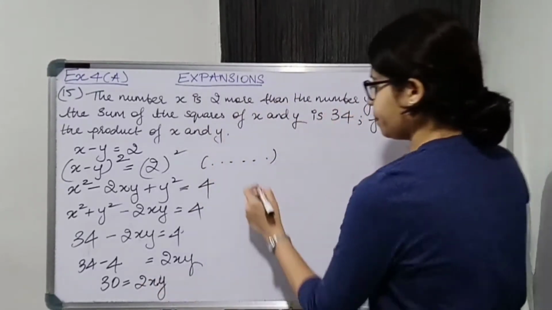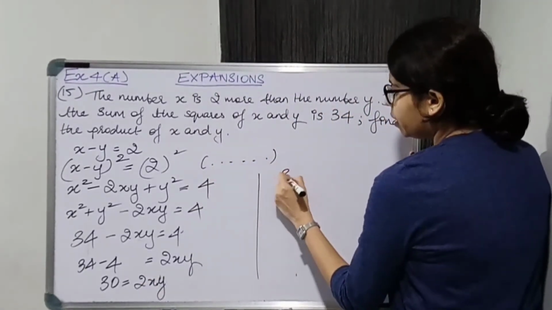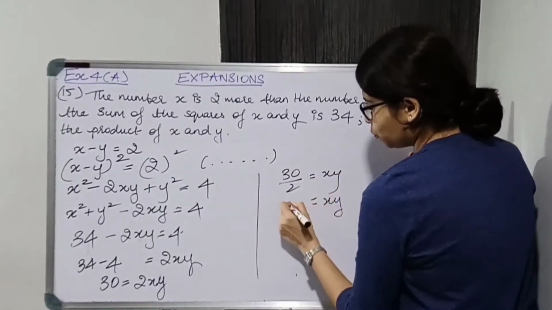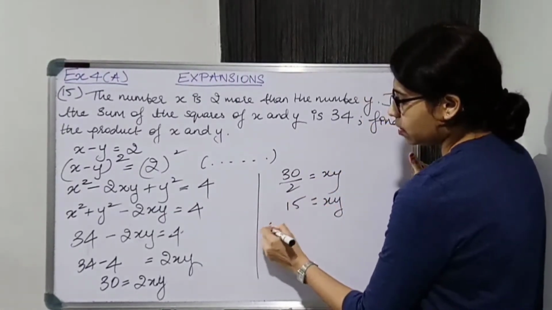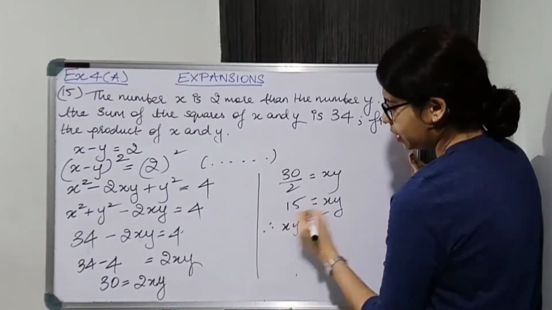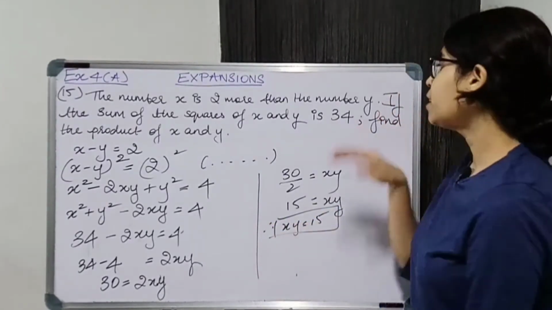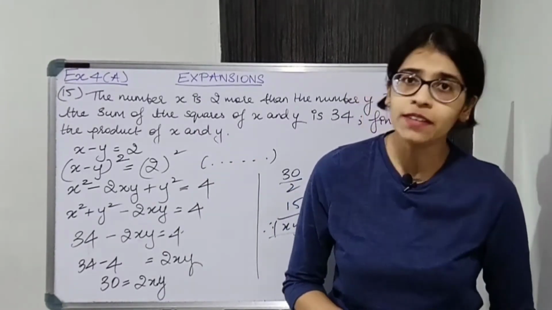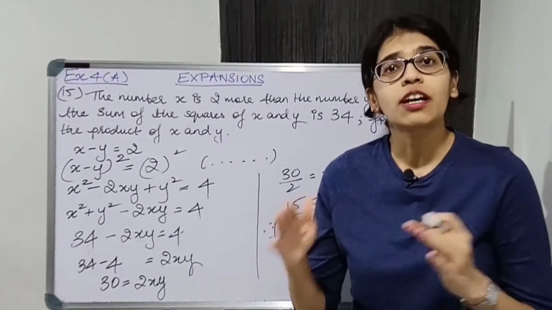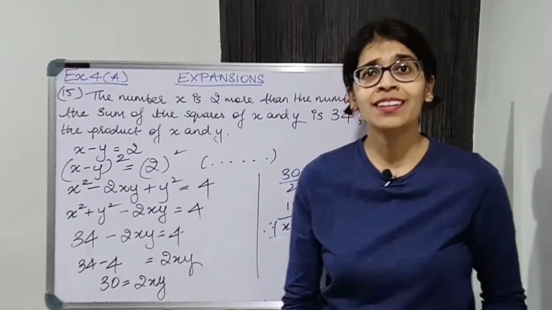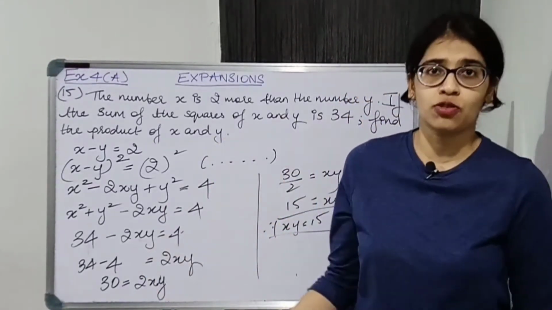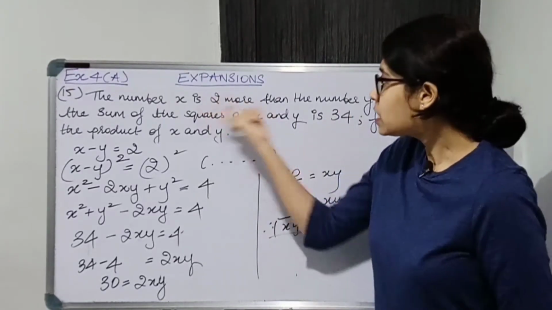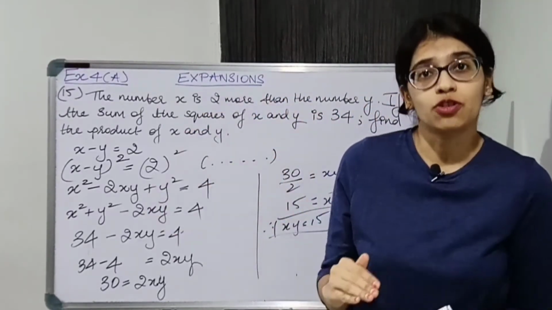So 30 upon 2 is equal to xy, therefore xy is equal to 15. Okay, so xy is equal to 15. So you can write down the final statement: the product of x and y is 15. So it's very easy. You just have to use the identity, and before that you should know how to frame the equation. Notice the words carefully, ध्यान से देखो, and then frame the equations.